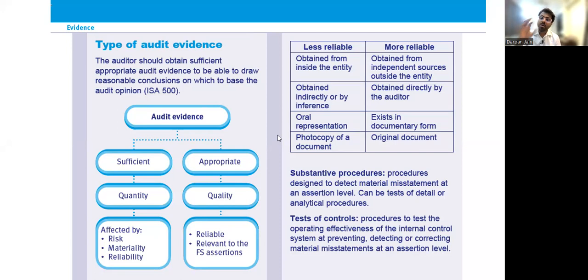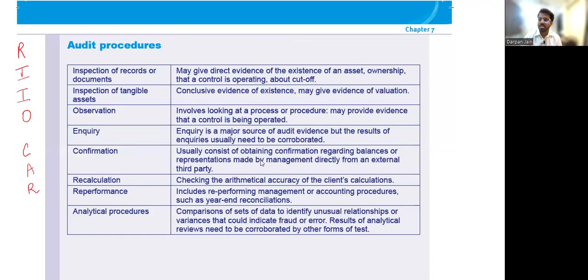Now we are going to see the substantive procedures in detail, which is also going to be your procedures chapter. Listen very carefully. Substantive procedures are also called audit procedures. So what are the different audit procedures that an auditor does? What are the different substantive procedures that he does in order to collect evidence?